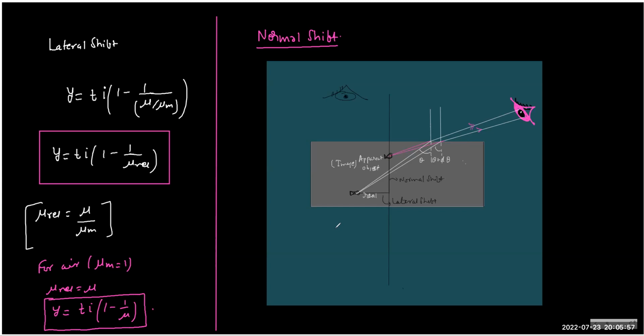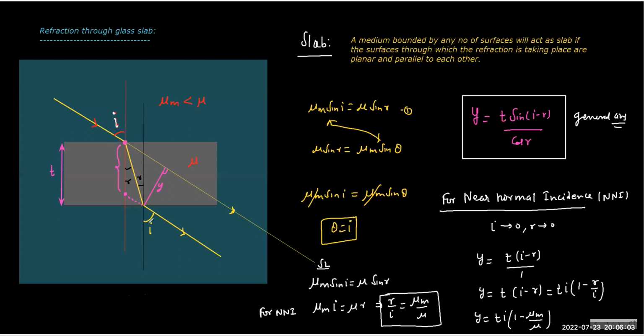So only normal shift is required, and that you can always calculate very easily. So I'll just show you how to calculate the normal shift. This is called the normal shift. Why? Because you can see the point which was actually here is appearing here.